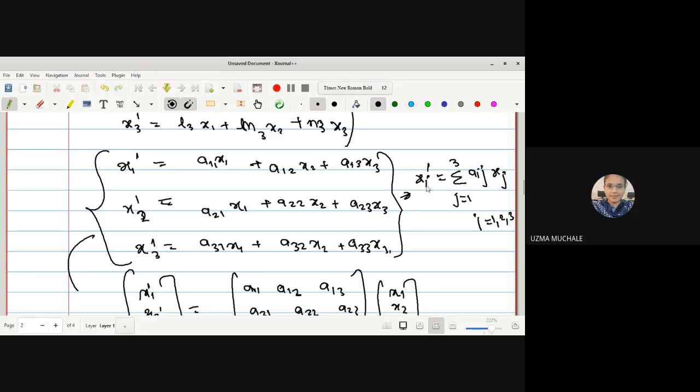So if I put x1, so 1 is fixed, only j has to run. If I fix i equal to 2, x2 dash, so you have to fix 2, a2, what will come after that? If you are going to run the summation over j, a21, a22, a23. Next, if I am going to fix i equal to 3, it is x3 dash is equal to a31, a32, a33. Getting me? Whatever equations we have written, we have written in a very compact form.